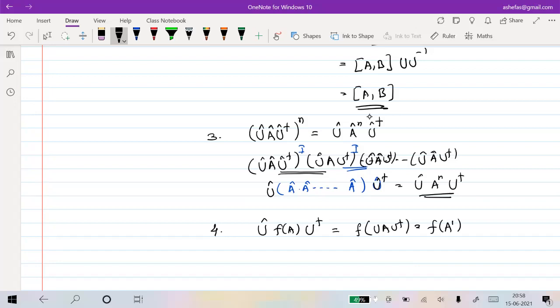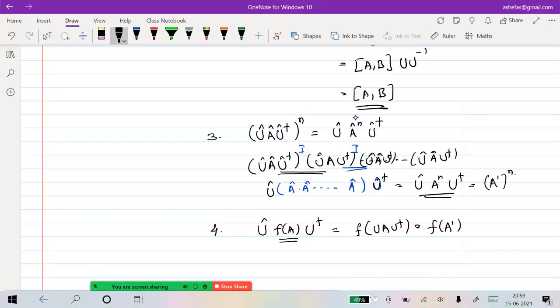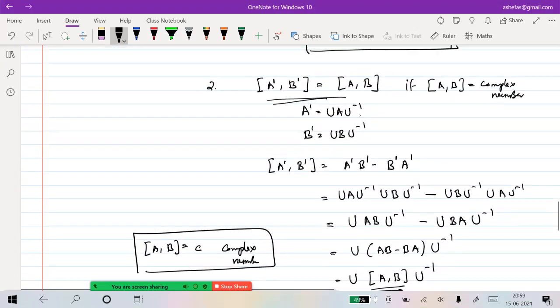So f of A is a function of operator A. If you transform the function of operator A under unitary transformation, then this would be simply equal to the function of A prime. Sorry, we cannot write this as A prime raised to n. Okay, this is enough. So this is the fourth property. I think these properties are enough for the time being.